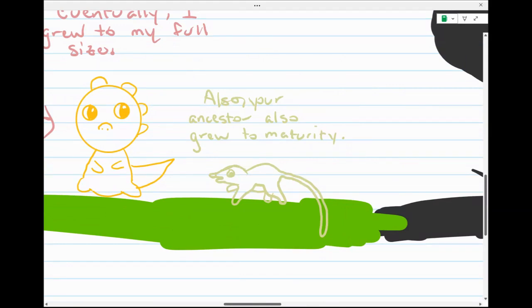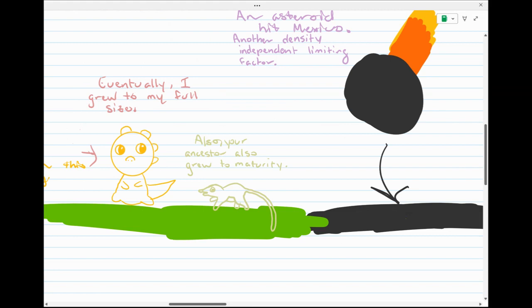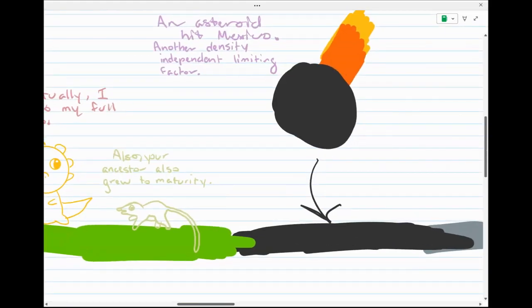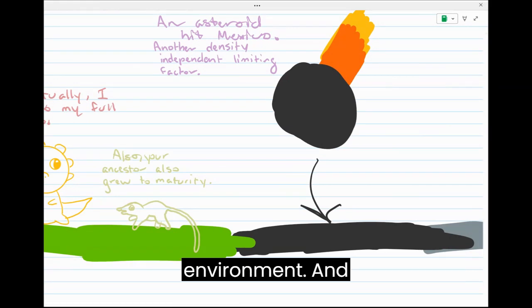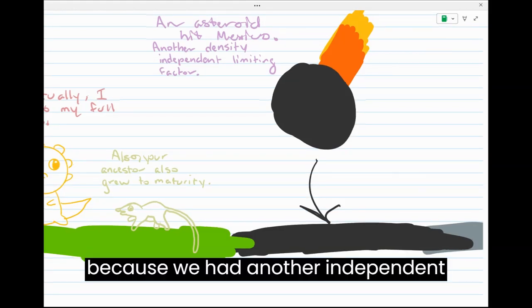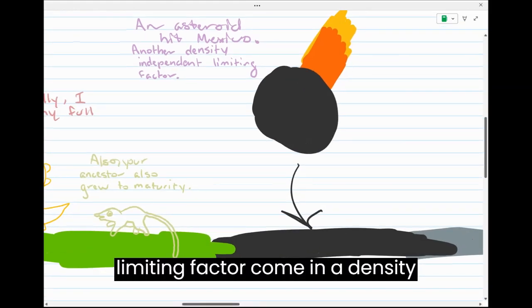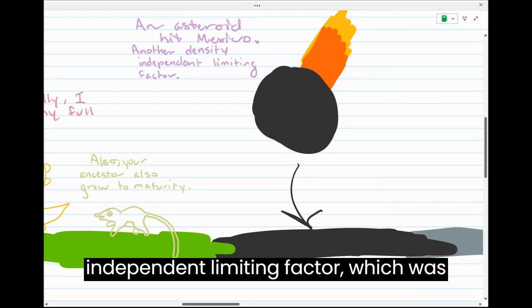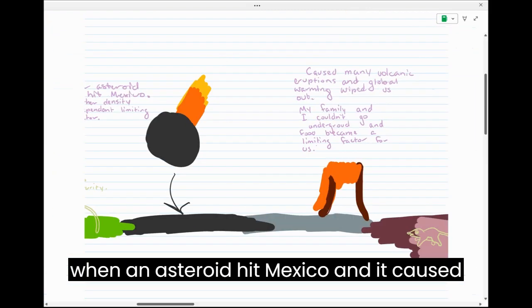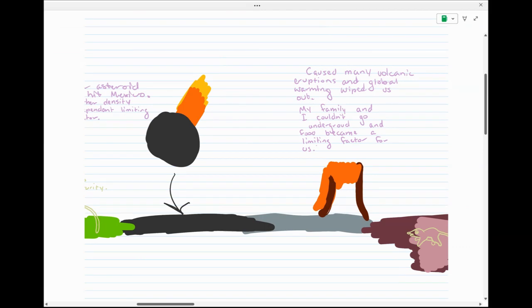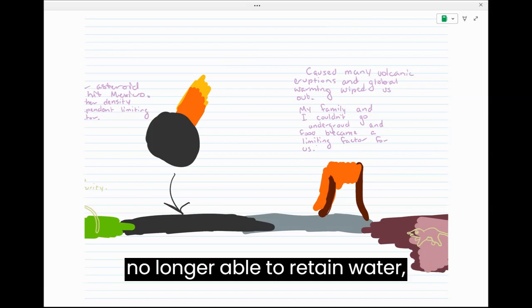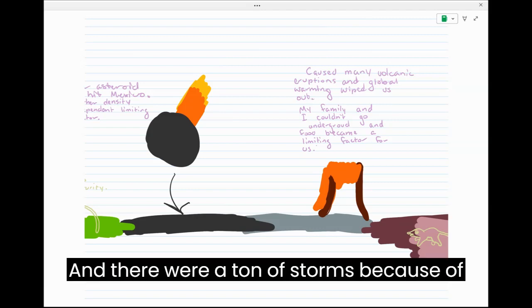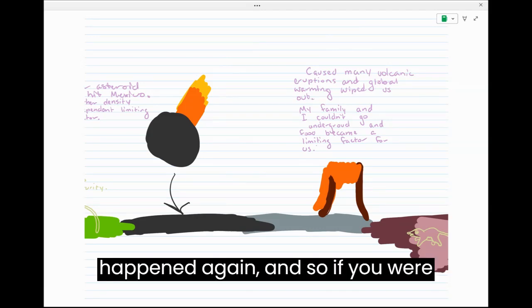Well, the organism that survives is the organism that's best able to adapt to the environment. And because we had another independent limiting factor come in, a density independent limiting factor, which was when an asteroid hit Mexico and it caused a ton of volcanic eruptions, it dried out the earth and the soil was no longer able to retain water. So plant systems were uprooted and there were a ton of storms because of global warming. That whole process happened again.